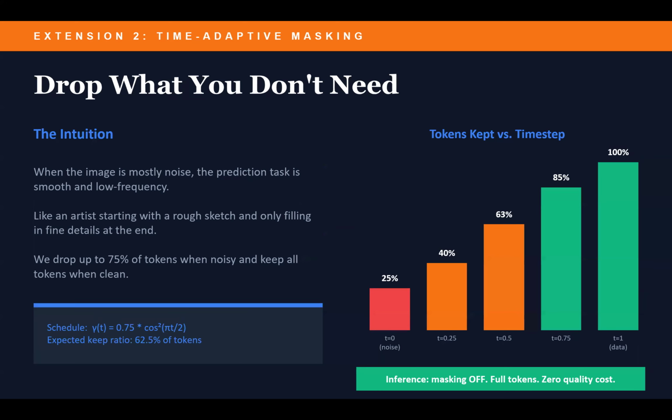For the next slide, we are going to talk about the time-adaptive masking. We start like an artist who starts with a rough sketch and only fills in final details at the end. We start with zero tokens, and end with 75% tokens at the end. As the tokens are cleaner, we have zero quality lost, and the masking turns off.